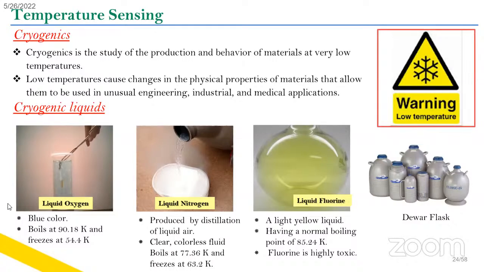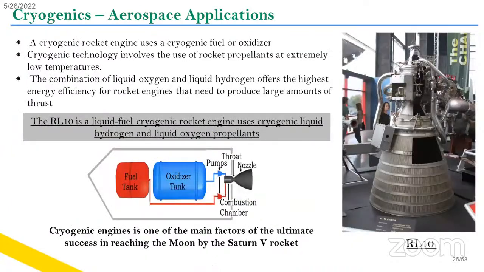So these are some materials which produce very low temperature environments. Liquid nitrogen, liquid fluorine, liquid oxygen, they have several applications. One of the applications is aerospace. Here you can see the cryogenic rocket engine. They use liquid nitrogen as fuel. Here I mentioned, this is an oxidizer fuel tank.